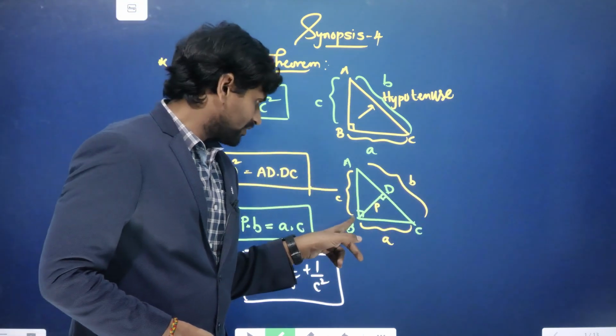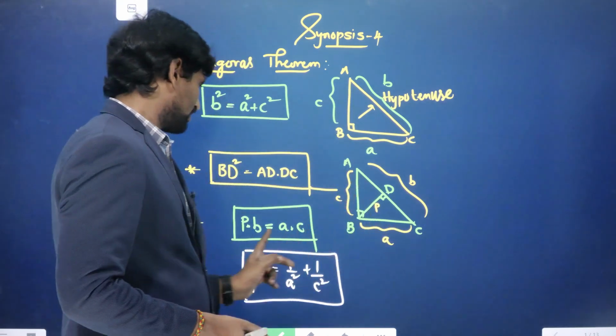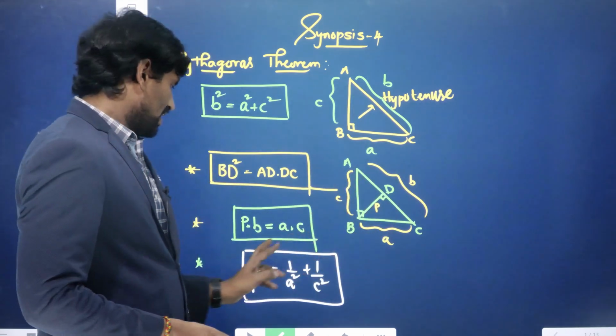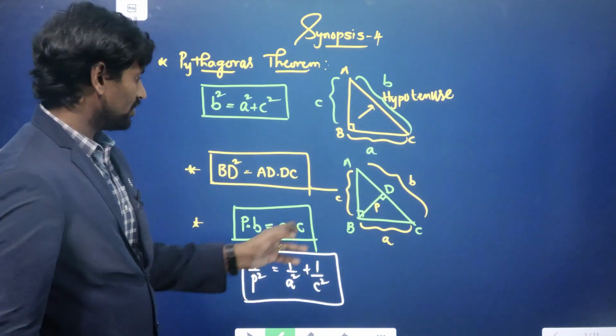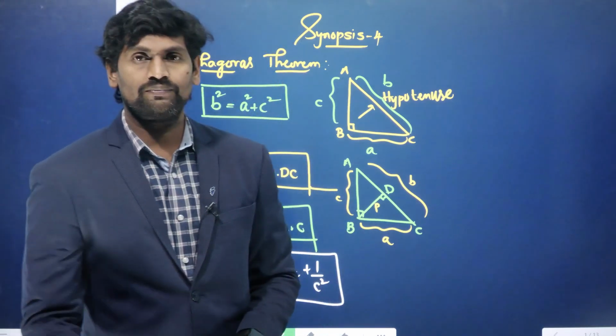Second one, BD equals AB into AC divided by... yes, this one, P into B equals A into C. And the third one, 1 by P square equals 1 by A square plus 1 by B square. These four properties we should remember.